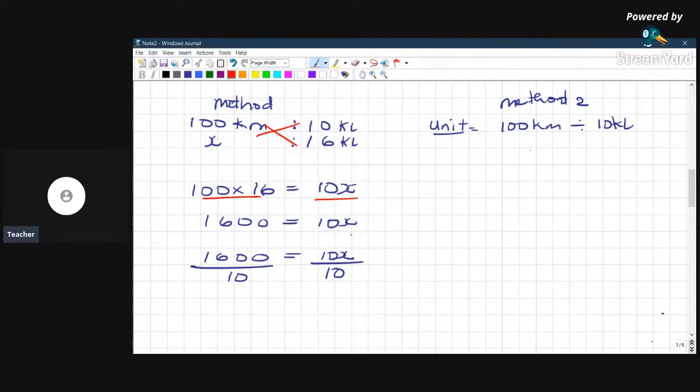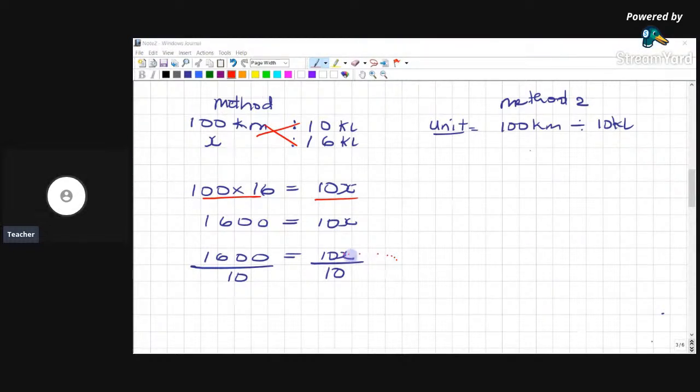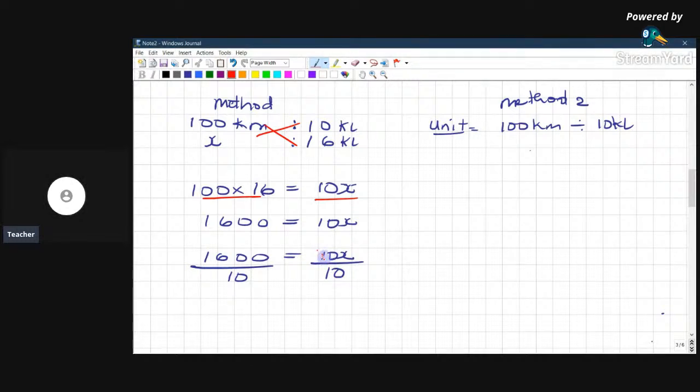So if we want to get x by itself, what would we need to do? We would need to divide both sides by 10. So here we have this side being divided by 10, this side being divided by 10. So 10 divided by 10 will leave me with x on the right hand side, and 1600 divided by 10 will leave me with 160. So 160 would be equal to x. So we could go 160 kilometers on 16 kiloliters of fuel.